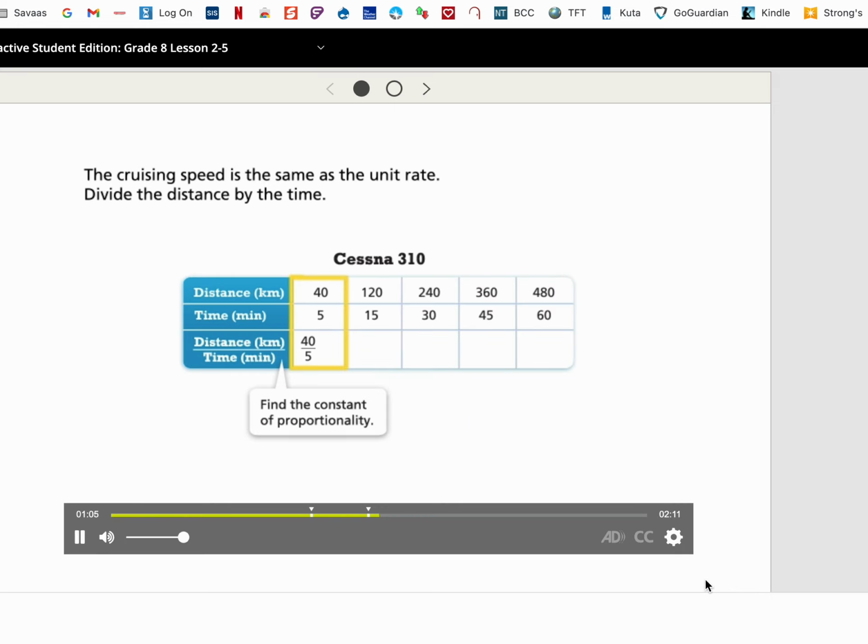In each column, the constant of proportionality is 8.